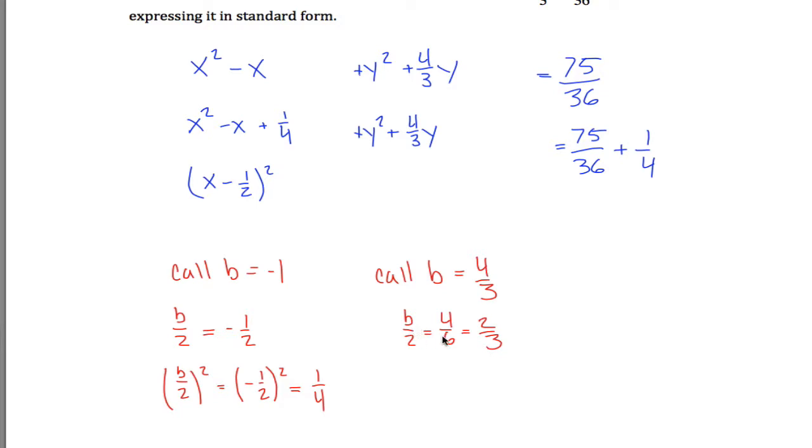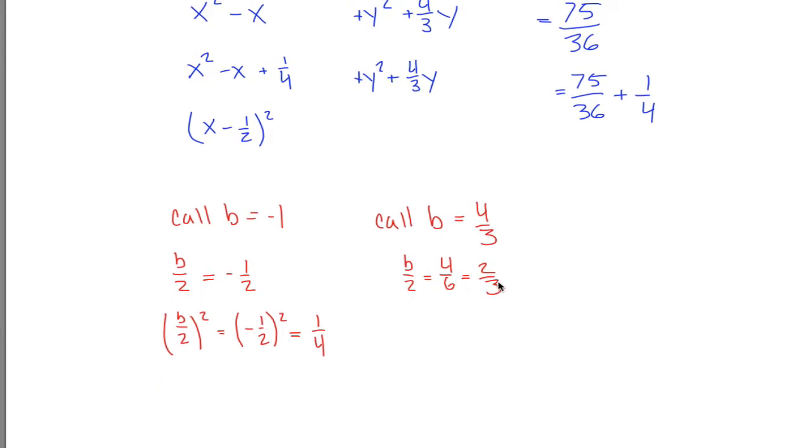If you have trouble seeing why b over 2 is 4/6, instead of thinking about it as dividing this by 2, think about it as multiplying this by 1/2. 4/3 times 1/2 is 4/6, which is 2/3. b over 2 is 2/3. The other thing I need is b over 2 squared. Well, that's just 2/3 squared. 2/3 squared is 2/3 times 2/3, which is 4/9.